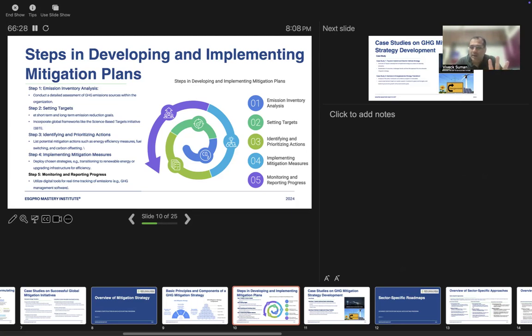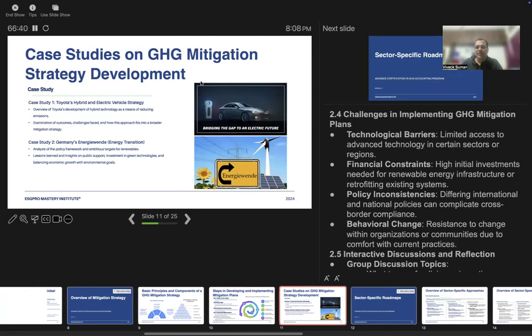So it is very much part of mitigation. And the last part is implementation and monitoring, and reporting whatever judgment you are doing. And this is the 5-step model for developing your mitigation plan.